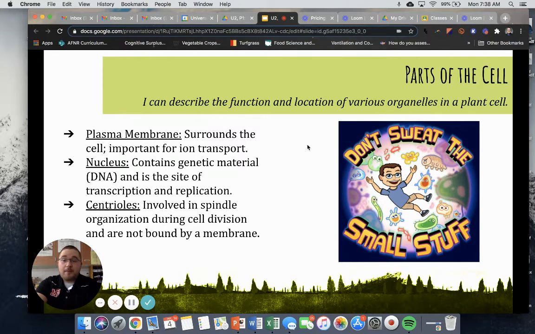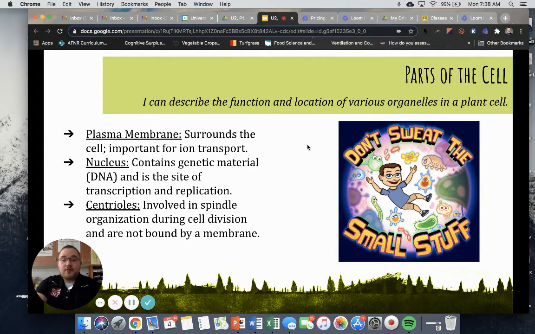So the nucleus is probably the part that we have heard the most about within our biology or science classes that we've taken in the past, simply because it contains that genetic material. And later in the class, we'll spend a lot of time talking about DNA and genetics when we get into our plant breeding unit later in the semester. But for now, just know that the nucleus is that central mass within the cell that contains the DNA.